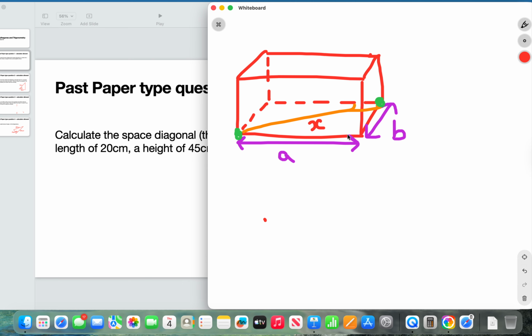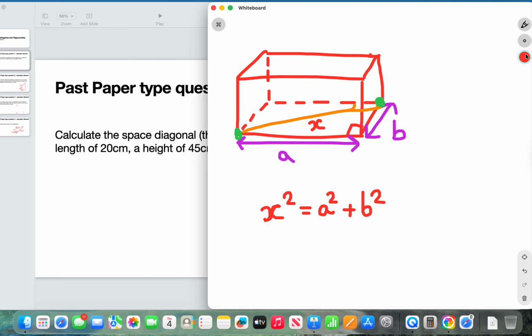Now if you have a look here, this is right angled because the face at the bottom is a rectangle. So essentially, at the moment, we're just looking at the bottom face, the rectangle, and that's 90 degrees. It's a right angle. So we use two-dimensional Pythagoras with x being the hypotenuse. And we have a squared plus b squared. You don't have to do all of this, and you can just learn this formula, but I am explaining it through.